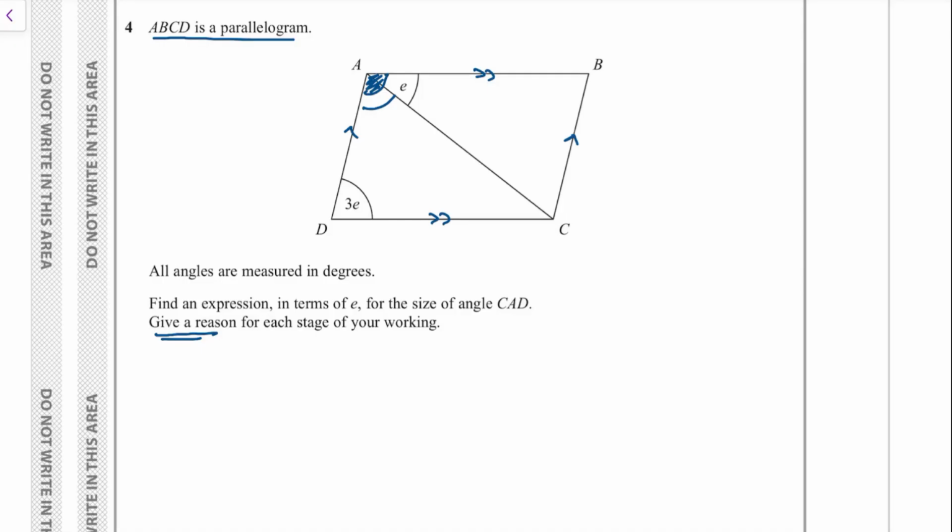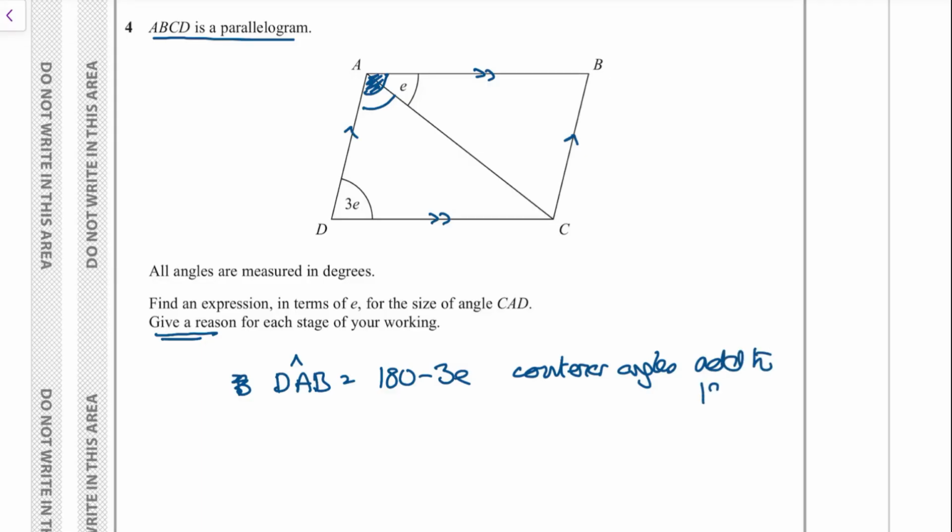So I'm going to say, first of all, that angle D, let's get this right. So angle DAB is equal to 180 minus 3E, co-interior angles add to 180. Now, the way the mark scheme will work is the mark scheme will look for certain words.